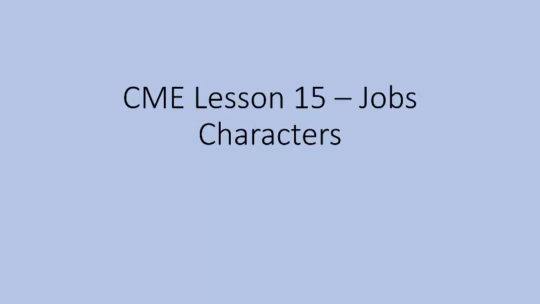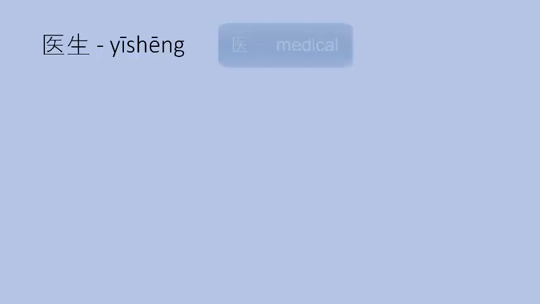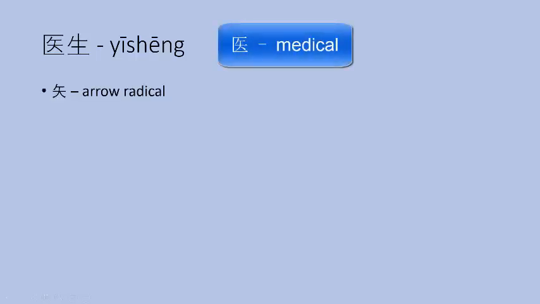This video is to introduce the characters for Chinese Made Easy Lesson 15, Jobs. The first character you have to trace is the yi in yi sheng for doctor. Yi alone means medical. It has the arrow radical inside a three-sided box.